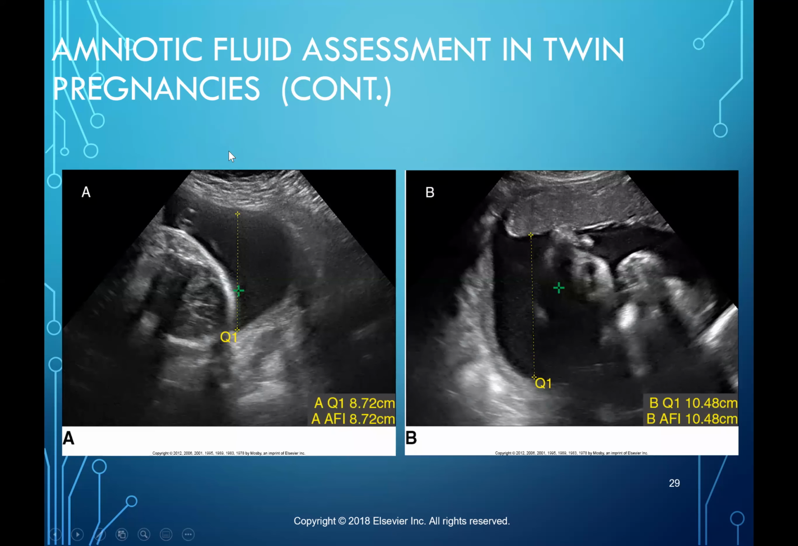And that's what it would look like. You would find the most fluid in baby A's sac, and then you would measure just a straight vertical pocket. So this baby A has 8.72. So this baby would have polyhydramnios. Baby B's is 10.5. So this baby would also have polyhydramnios. So they both have increased fluid.